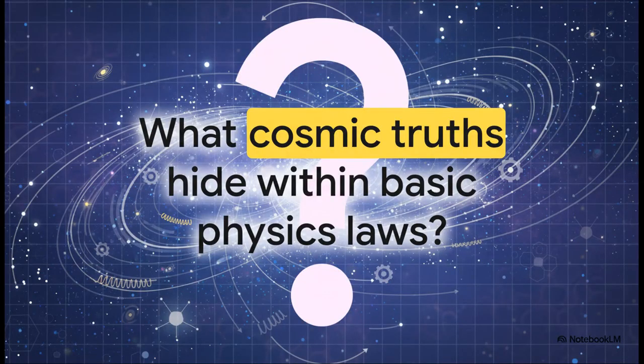Which leaves us with a truly fascinating thought to end on. Remember, we didn't even need to assume the speed of light as a constant to start this proof. The basic mechanical laws of energy and momentum forced that mathematical reality upon us. If pure mechanical conservation alone dictates the absolute speed limit of the entire universe, what other massive cosmic truths are hiding right there inside our most basic foundational laws of physics, just waiting to be mechanically derived?